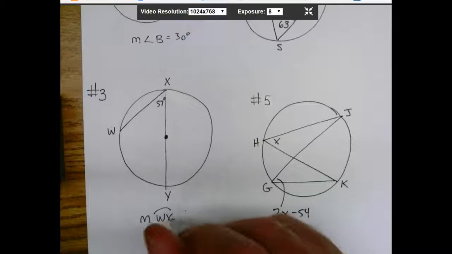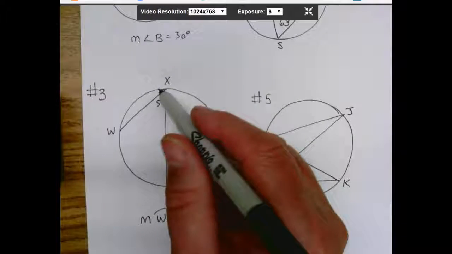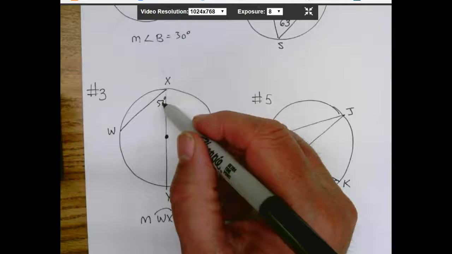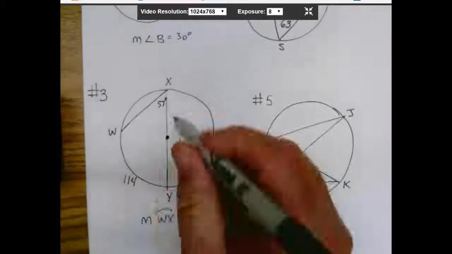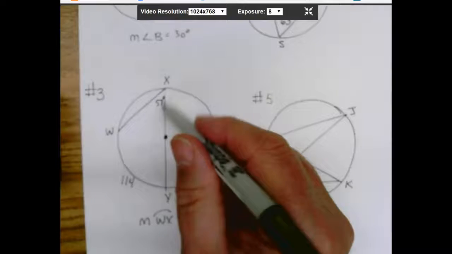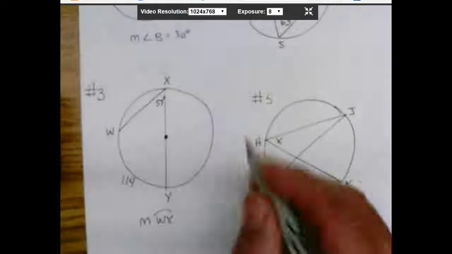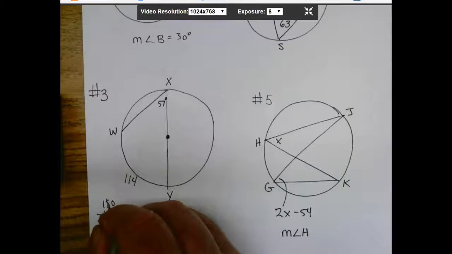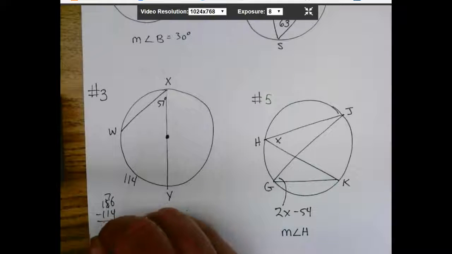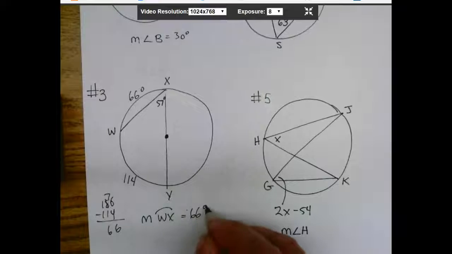We want to know the measure of the arc WX, right? I'd say, well, I don't know anything for that. But you do know this is 57, so this should be twice as much. So this is 114. This runs through the diameter, so this whole thing should be 180. So 180 minus 114 is going to give us 66 degrees. Right, so that's 66 degrees.